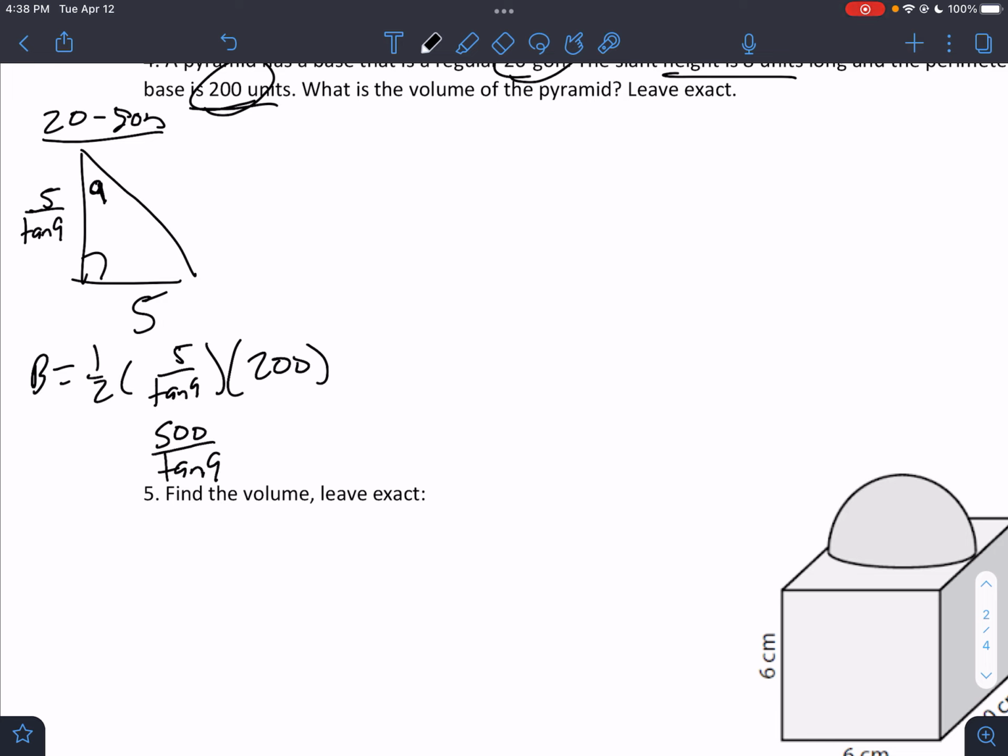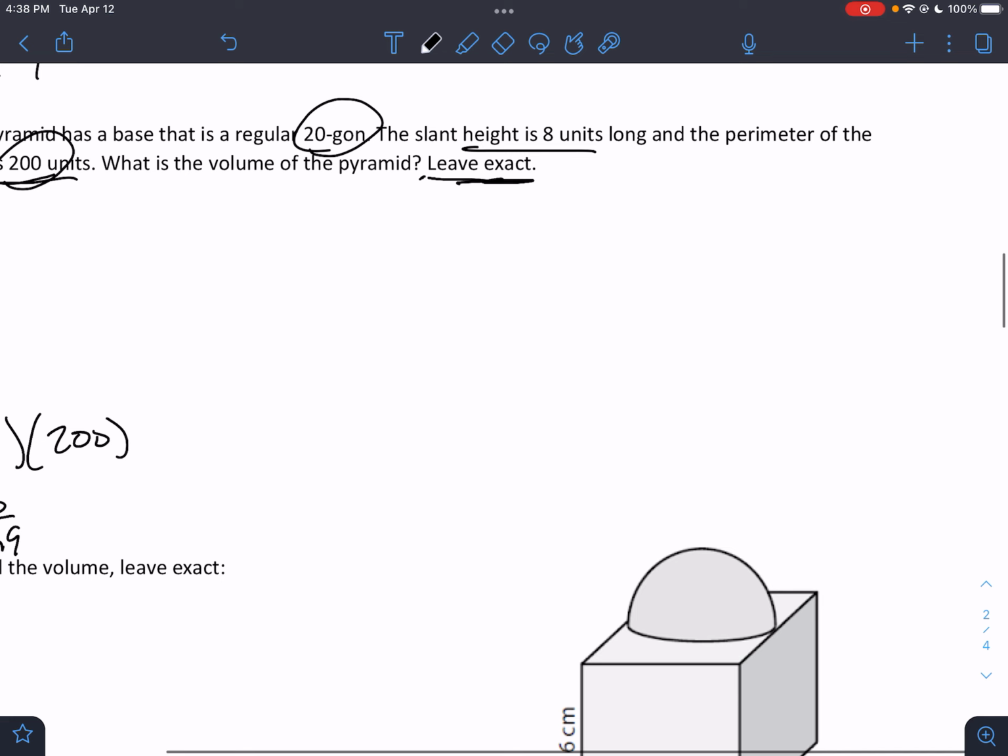A few of you guys kept writing decimals on the quiz. Don't do that. It's harder to grade, it's harder to read, and it's harder for you to do it. Just leave it like this, 500 over tan 9. You can round it at the end. Actually, on this one, we're leaving it exact, so we're not even going to do that. But stop writing decimals when you don't need to. Bad.